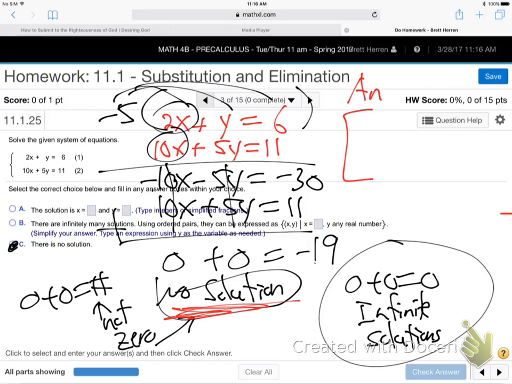The answer on the graphing calculator is the following: 1.500001. That's what the answer on the graphing calculator is. That means no solution. How do we know? Remember how in the beginning, look right here.